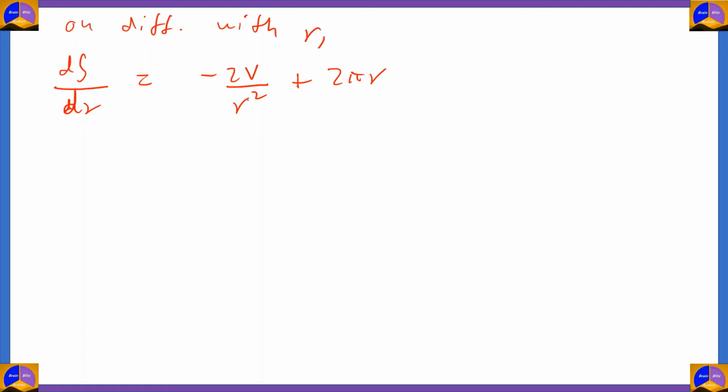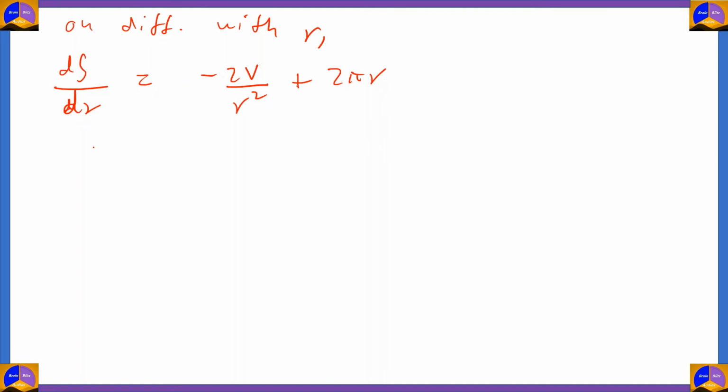So we had 2v by r. So when d by dx of 1 by r is present, that term will change into minus 1 by r square. So minus 1 by r square times 2v is minus 2v by r square. And d by dx of r square is 2r, which on multiplying with pi, we get 2 pi r, our second term.